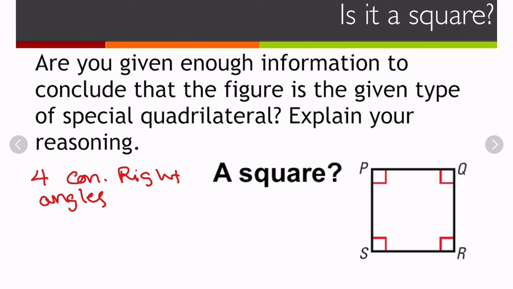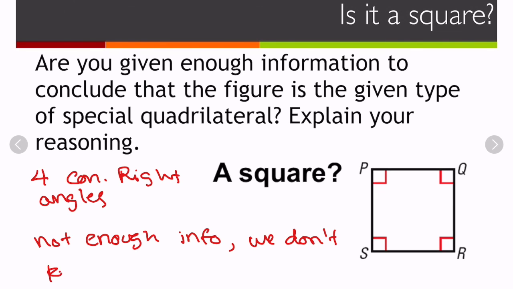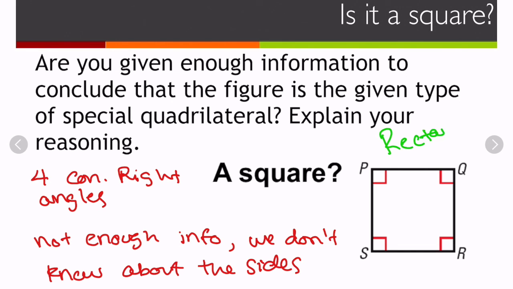Let's see, what do we know about the sides? Well, they don't tell us anything. So actually, this is not enough information, because we don't know about the sides. Technically, though, they did give us enough information to say that this is, in fact, a rectangle, because it does have 4 congruent right angles.